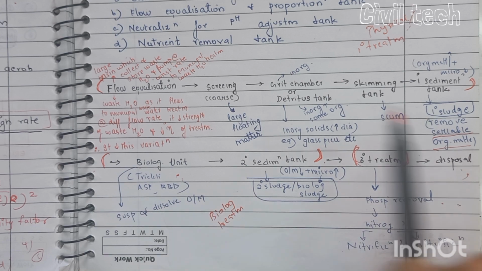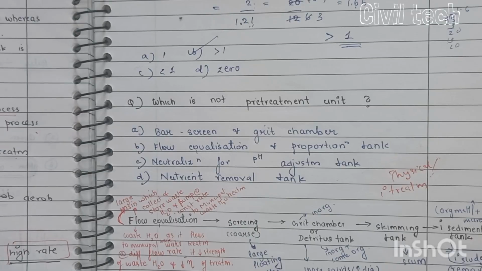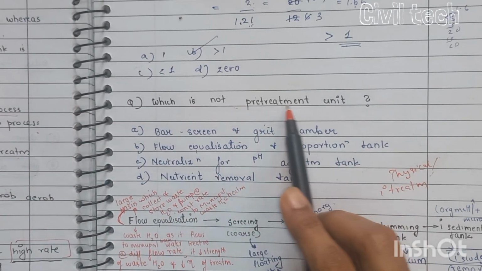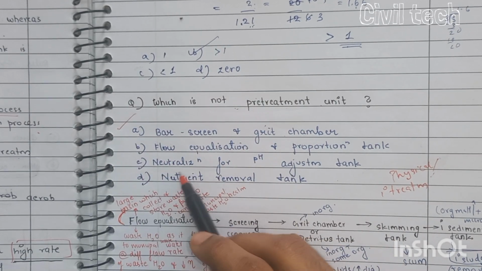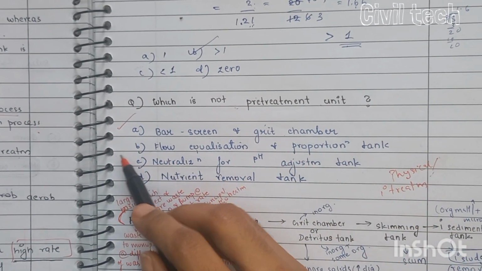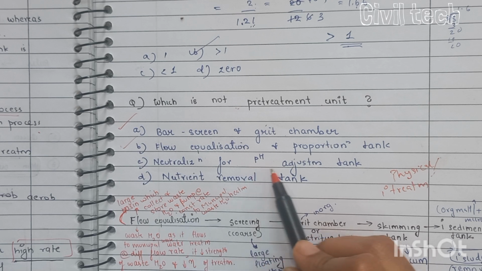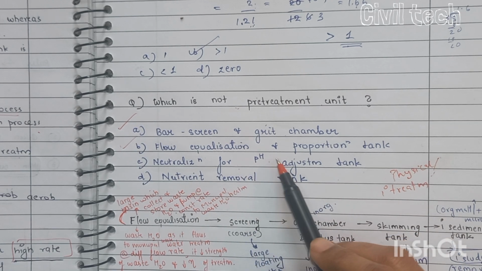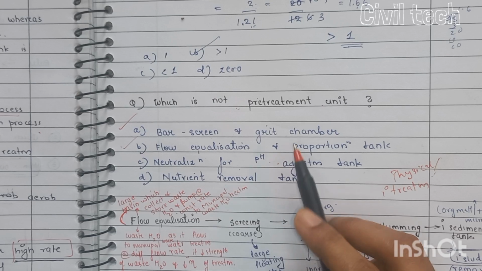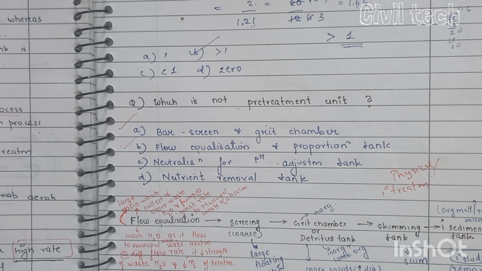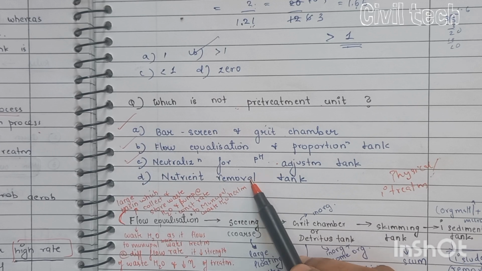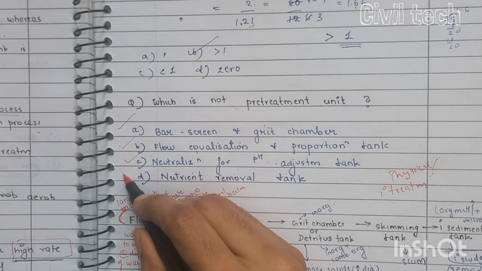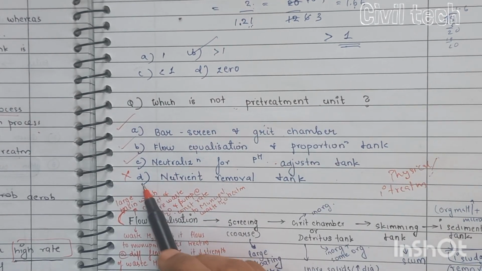So here it is asked which is not a pre-treatment unit. So okay, screens and grid chambers, yes it is. Flow equalization and proportioning tank, yes. Then neutralization for pH adjustment, like it takes place just before the primary sedimentation, like in coagulation and flocculation. Okay, so it is also right. But nutrient removal, no, it is actually a tertiary treatment. So which is not a pre-treatment unit? The answer is D.